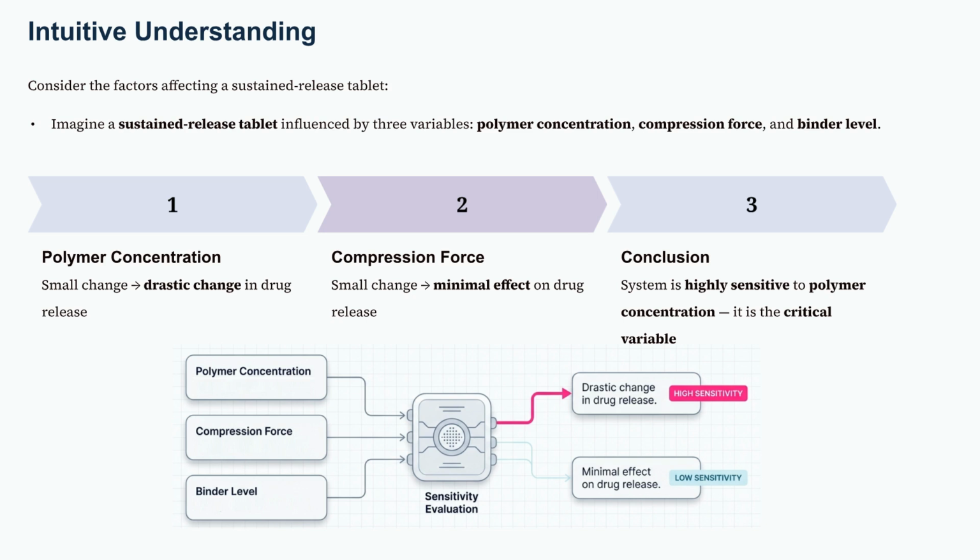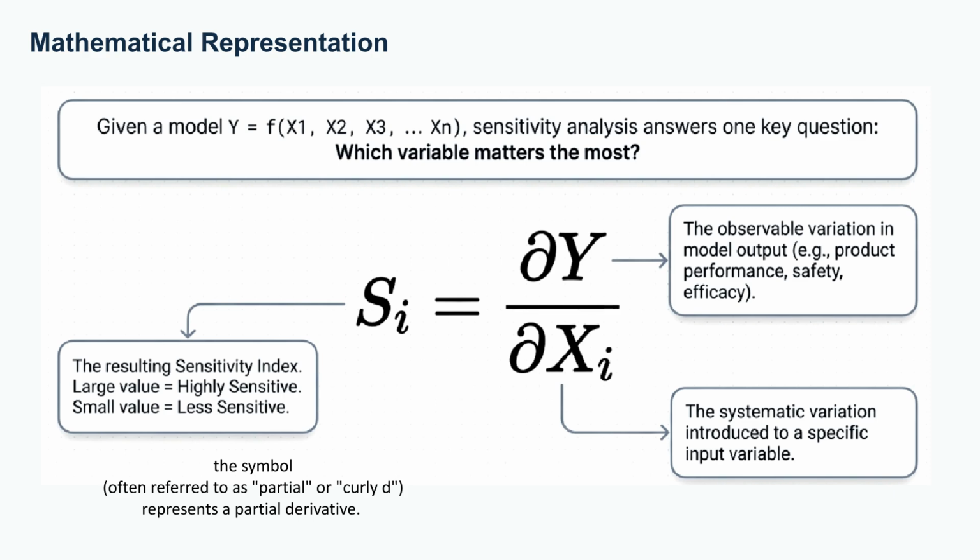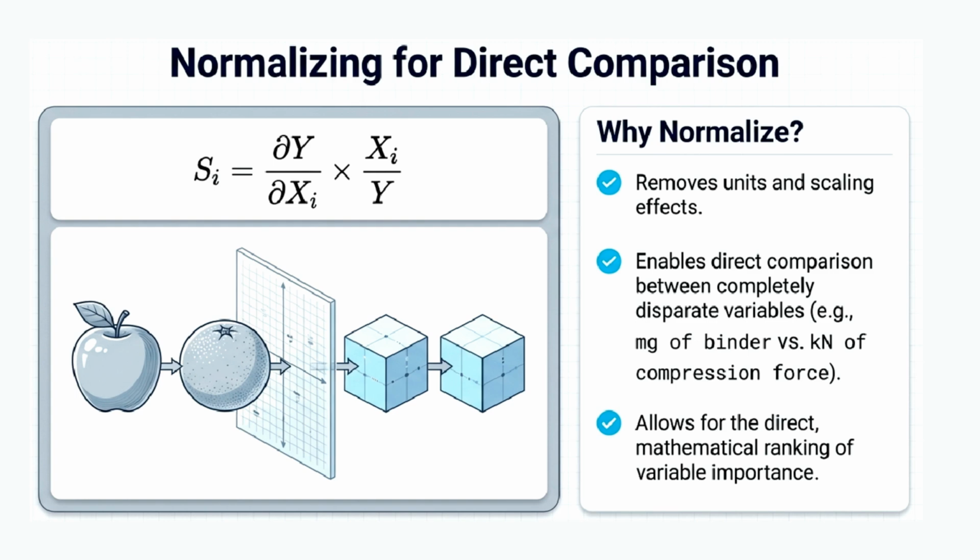demonstrating high sensitivity. The sensitivity index, S_I, is the mathematical representation of the partial derivative of the output Y with respect to the input X_I. A large index means high sensitivity, and a small index means low sensitivity. Normalization is crucial for direct comparison of variables, as it removes units and scaling effects. This enables a direct mathematical ranking of variable importance, allowing for the comparison of disparate variables.